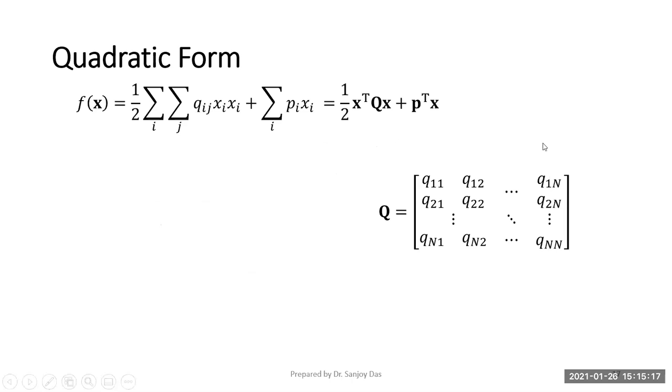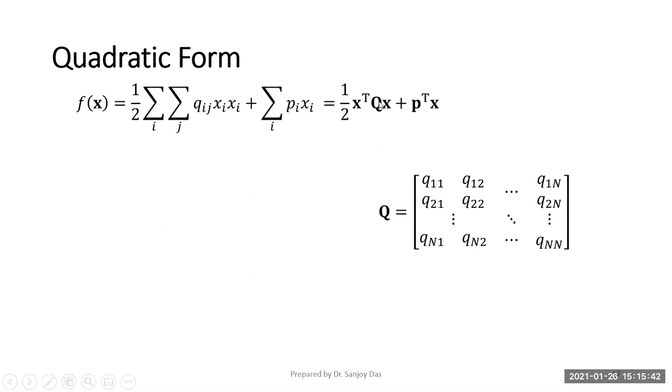Here's one important thing that you should always remember. f of x is this: half the summation over i, j of qij xi xj. Sorry, this is xj here, a small typo. This is xj, plus the summation of pi xi. Now we define this matrix Q here.